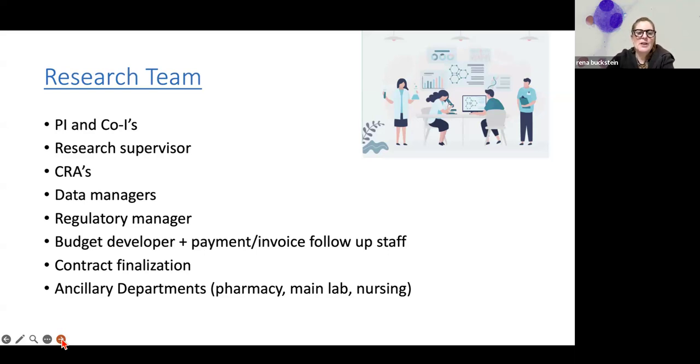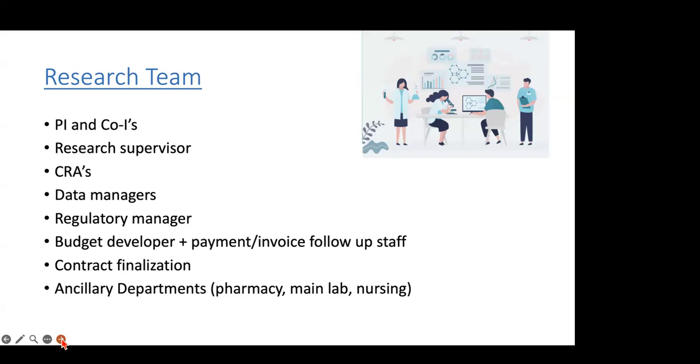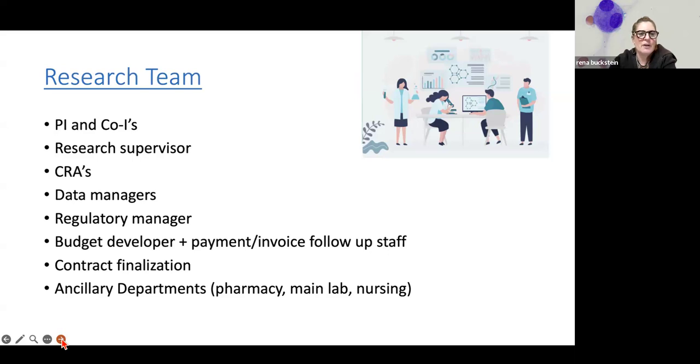So the research team that's relevant in the malignant hematology world at the Odette Cancer Center includes the principal investigator and the co-investigators. So you would be the PI if you're running the trial or starting the trial, and then your other hematologists in your group that are going to put patients on the trial, even though you're the local PI, are considered co-investigators, and they're put on the delegation of authority for the study.